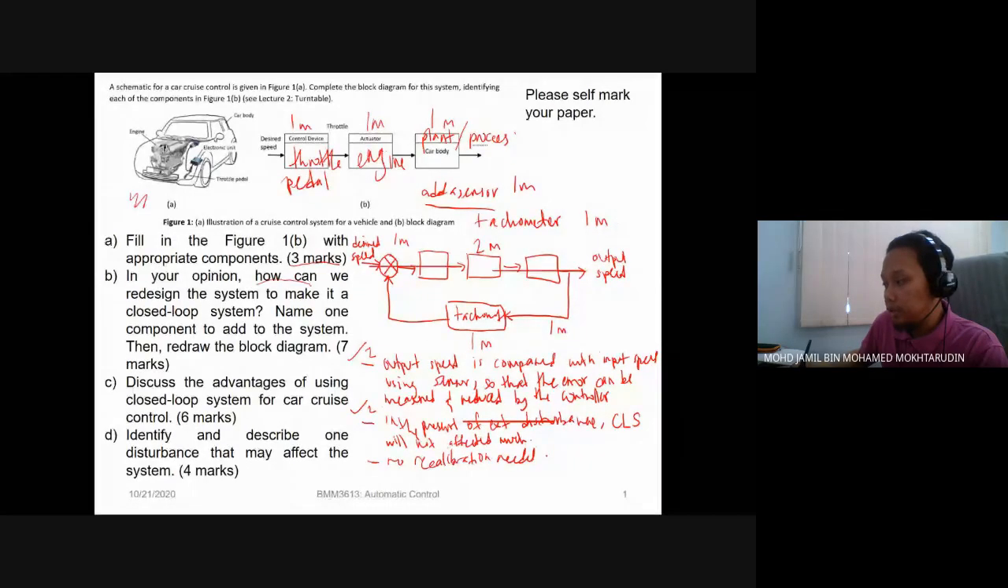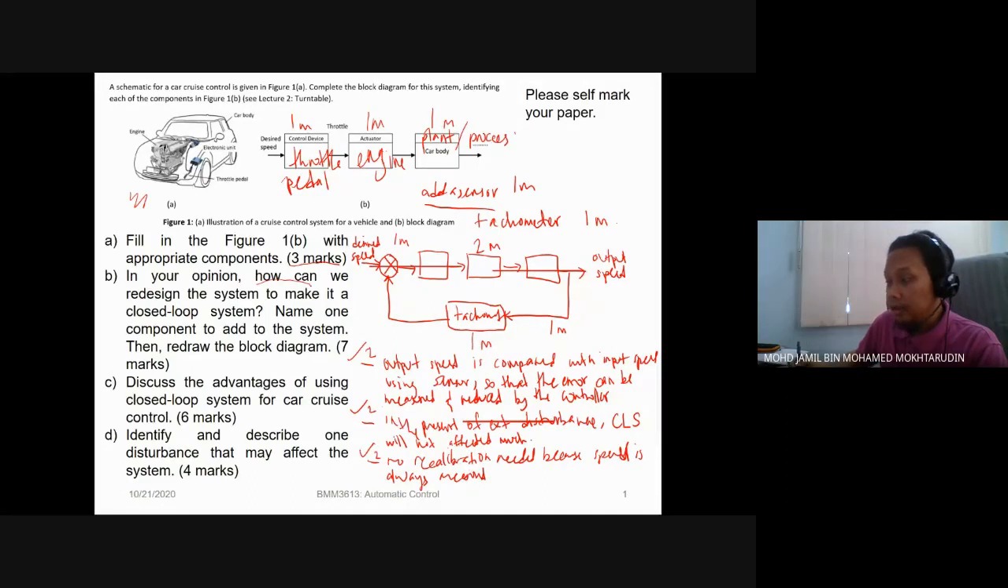And because speed is always measured. Okay, so you get 2 marks. If you have any other points, please let me know here, because I don't remember any other points that may be related to this question.